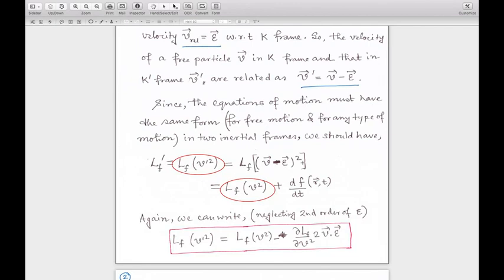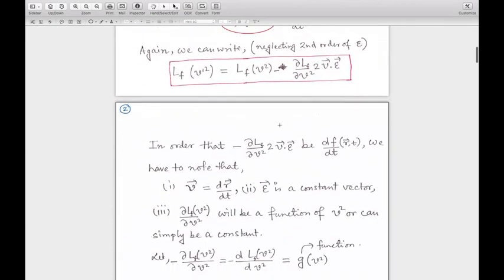Now, as epsilon is infinitesimally small, that is actually the interest of taking, at the first step, the infinitesimally small relative velocity, we can just expand this function up to the first order of epsilon. You can write L_F(v prime square) as nothing but L_F(v square) minus ∂L_F/∂(v square) times 2 v dot epsilon. There should be a term with epsilon square, which we neglect.